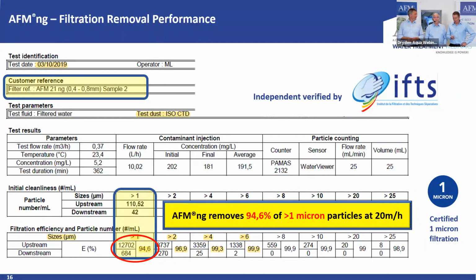That's right. So the same test with AFM NG. You see 94.6, so we round it to 95% removal rate of 1 micron particles. This is always the same as with sand at 20 meters per hour filtration velocity, 1 meter of filter bed. Which I'm sure you can agree for most applications, this is already a high filtration velocity. Yeah. So the lower your velocity, the better your filtration will get.